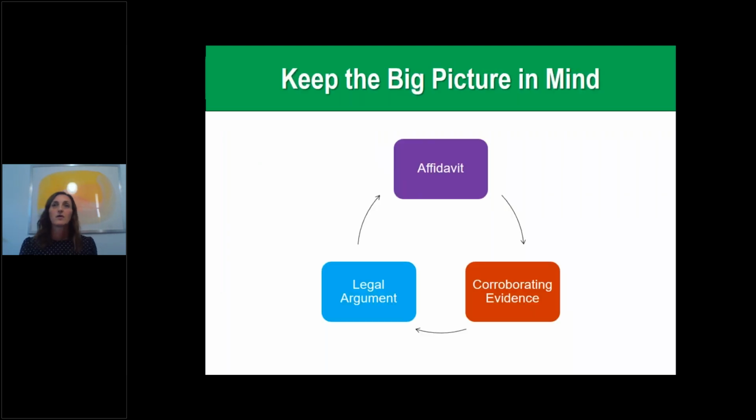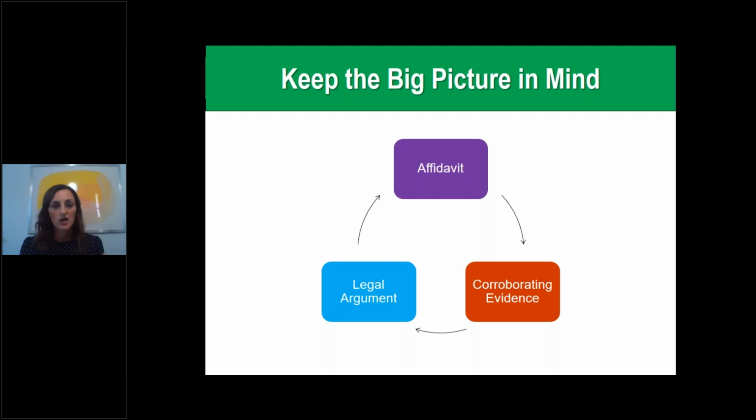Another thing that we like to talk about with our pro bono attorneys is that there are three critical pieces that you're going to be working on when you're preparing an asylum case. So really it's your client's affidavit, it's preparing your legal arguments, and then it is collecting and gathering corroborating evidence to help support your client's asylum claim.